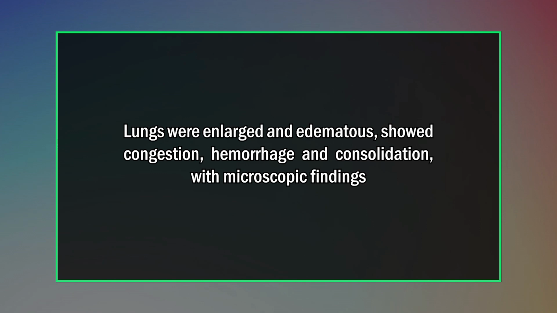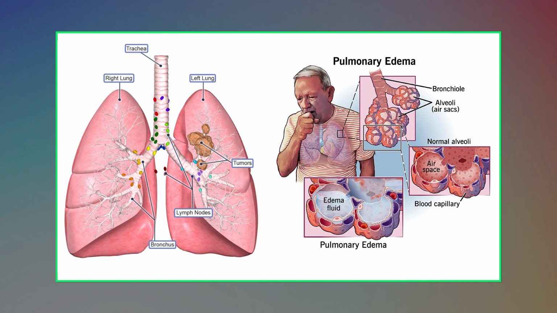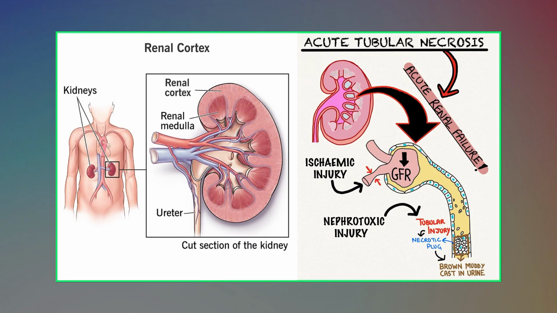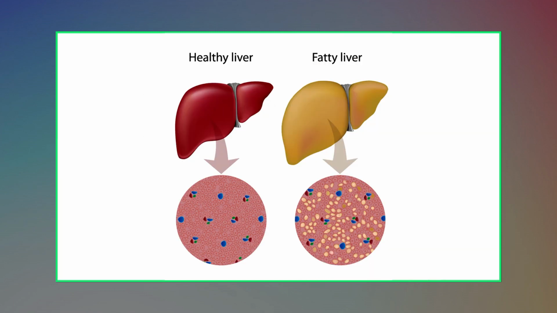The worst hit were children below 2 years, old people, and persons with previous pulmonary diseases like chronic bronchitis and emphysema. The lungs were enlarged and edematous, showed congestion, hemorrhage and consolidation, with microscopic findings such as bronchitis and pulmonary edema. In addition, the consistency of the brain was softened through cerebral edema. The kidneys showed congestion and tubular necrosis. In a large number, the liver showed fatty degeneration.